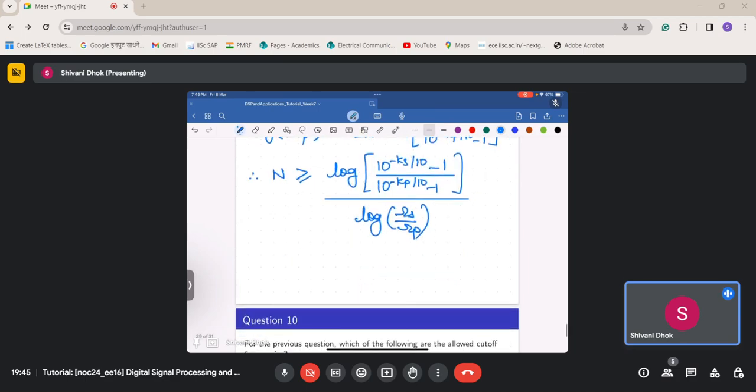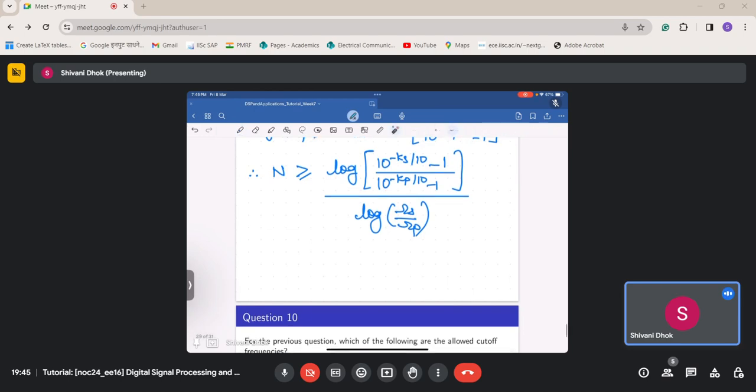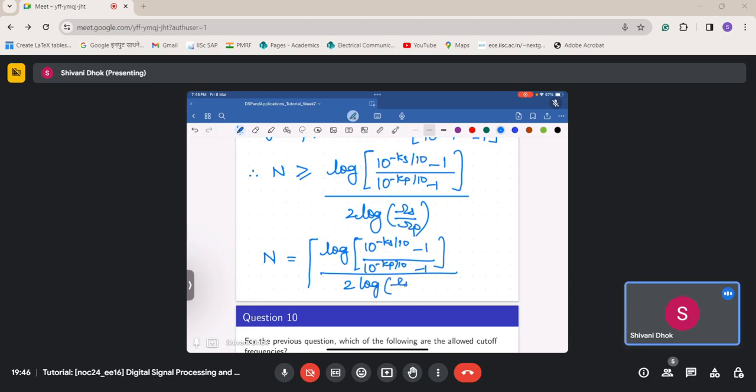So in order to meet the given specifications, I should take the value. Yes, 1 by 2 is there. So in order to meet these specifications, I can set n equal to the ceil of this quantity, which is log of 10 to the power minus ks by 10 minus 1 upon 10 to the power minus kp by 10 minus 1 divided by 2 times log of omega s by omega p. Basically, in order to meet the given specifications with minimum resources, I'll take the least integer value of n which will satisfy this particular quantity.